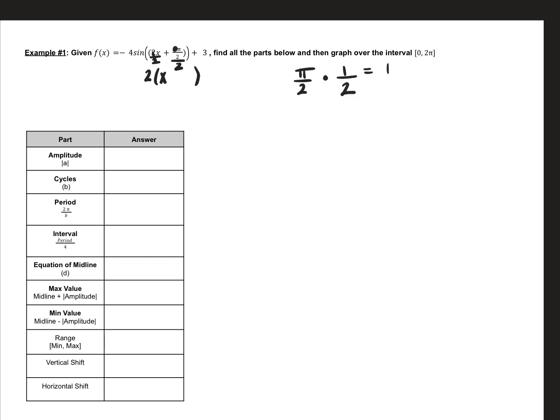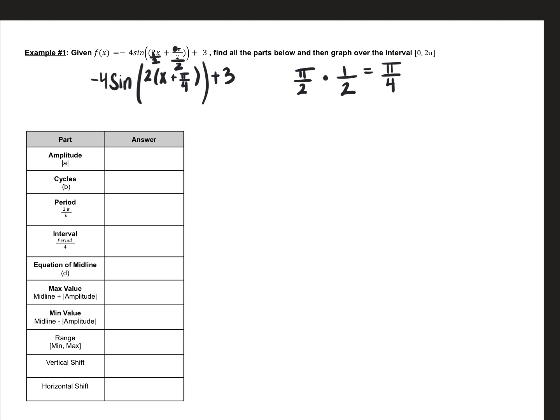And we multiply tops with tops and bottoms with bottoms. So we get pi over 4. And all this in the parentheses, we bring down our negative 4, our sine, and our plus 3. So from here, we need to answer all of these pieces in the table below before we can graph.